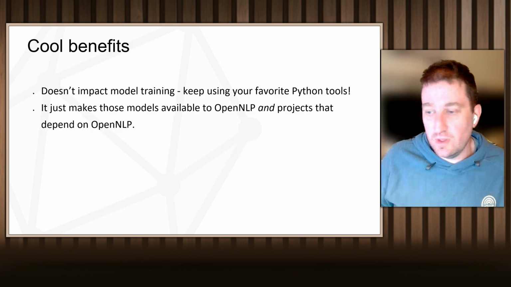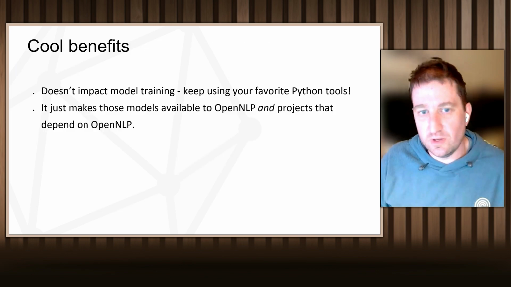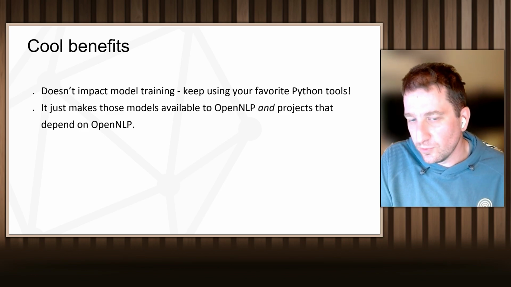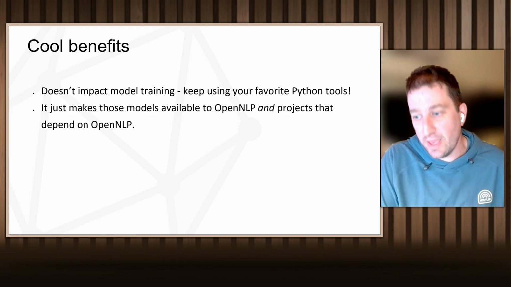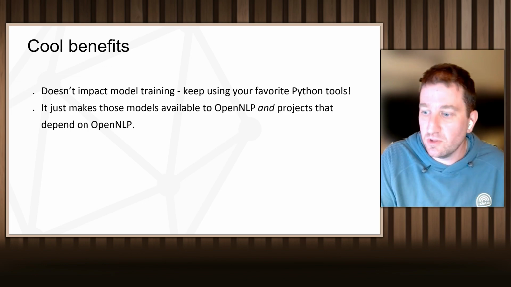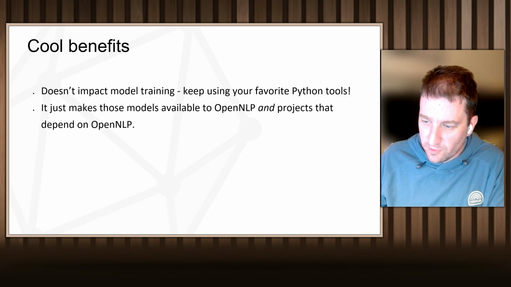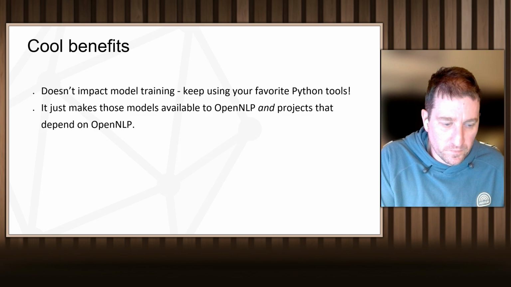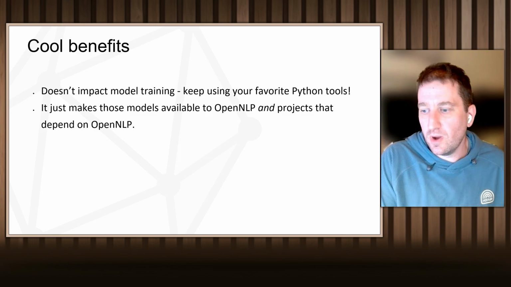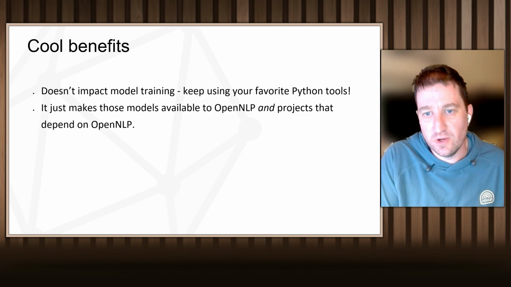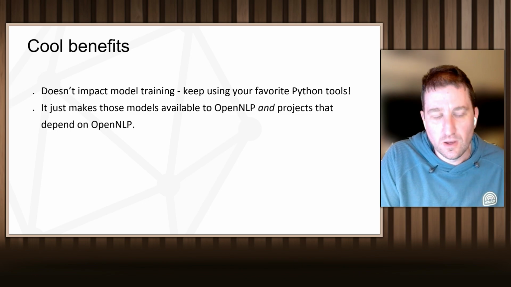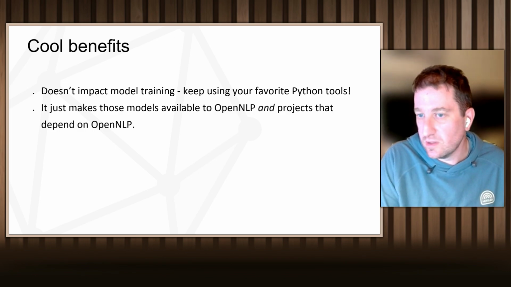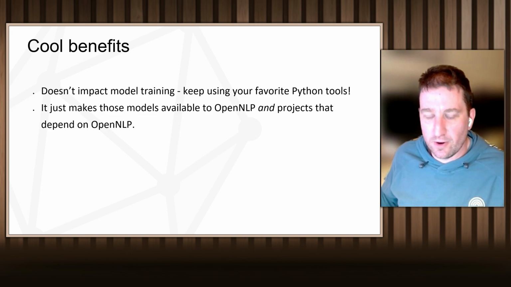The way we did it doesn't impact model training. So you keep using your favorite Python tools with OpenNLP. You can train models in OpenNLP, but not ONNX models or the real deep learning models, just the old school classical OpenNLP models. For this, we don't interrupt how you train your models. You can keep using the same methods that you're used to. The result is that those models you trained are now available to OpenNLP and all projects that depend on OpenNLP, or anything in the Java ecosystem for that matter.